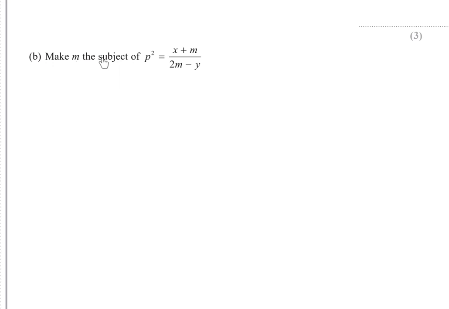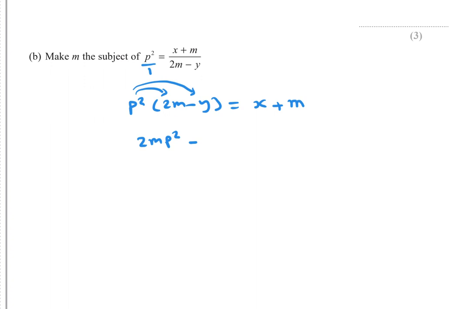B, make m the subject of the formula. So first, cross multiply. So b squared times (2m minus y) equals x plus m. Now expand b squared times 2m, so 2m b squared. B squared times negative y, so negative y b squared equals x plus m.